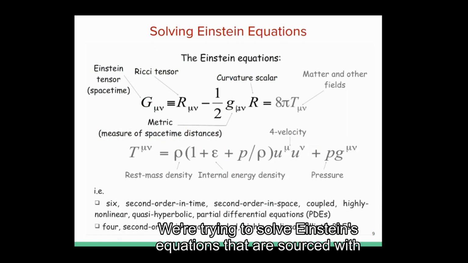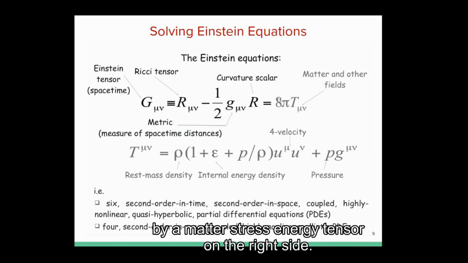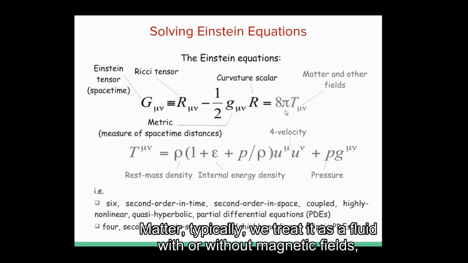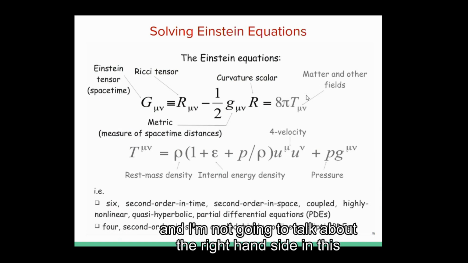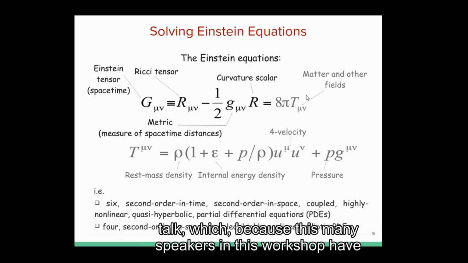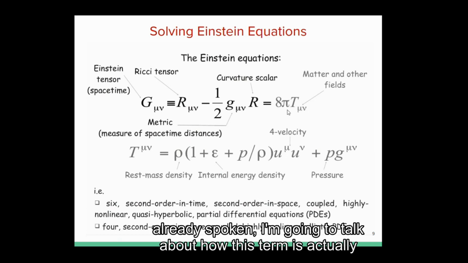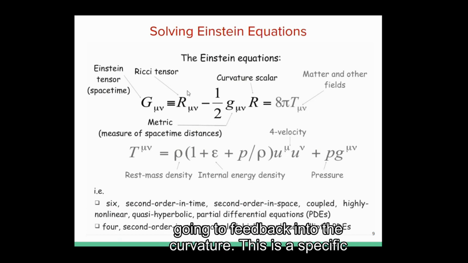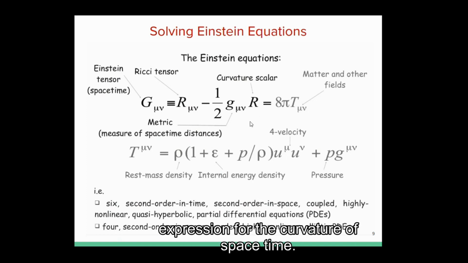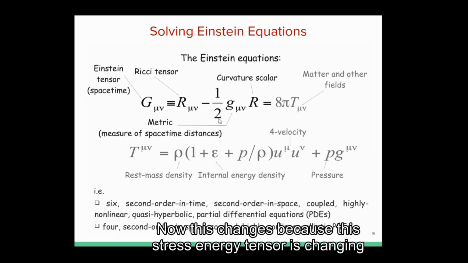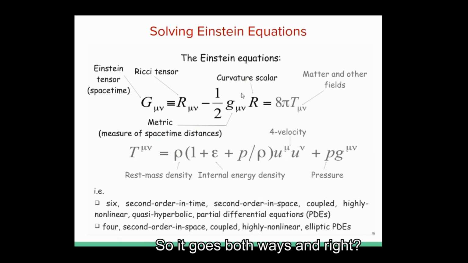We're trying to solve Einstein's equations that are sourced by a matter stress energy tensor on the right hand side. This matter typically we treat as a fluid with or without magnetic fields, and I'm not going to talk about the right hand side in this talk much because many speakers in this workshop have already spoken. I'm going to talk about how this term is actually going to feed back into the curvature. This is a specific expression for the curvature of spacetime. How this changes because this stress energy tensor is changing, right? And vice versa. So it goes both ways.